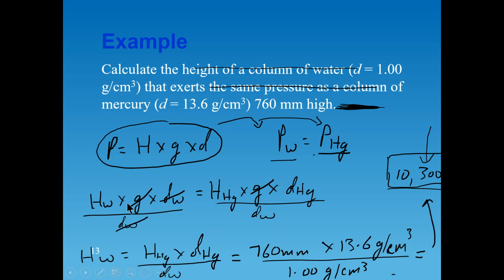And then what I would do is cancel out the g's here and here, and basically divide both sides by the density of the water, because what I'm trying to find is the height of the water column. So that simplifies to this equation right here. And then all I have to do from here is plug the numbers in. So the height of the mercury column is 760 millimeters mercury. The density of the mercury is 13.6 grams per cm cube. And the density of the water is 1.00 grams per cm cube. And when I work out all of that, I end up with the answer being equal to 10,300 millimeters. Let me make sure I include that unit. So the unit here would be millimeters, all right?